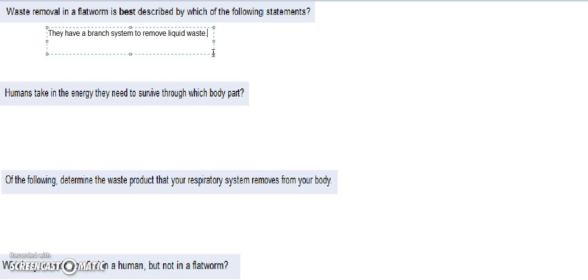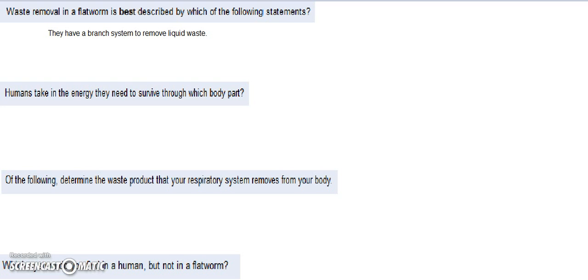And there's a couple other answers that say they store waste, or they process it all with the same system, or they just don't remove waste. And that's not true. The one that's true is that they have this branched system that removes liquid waste.